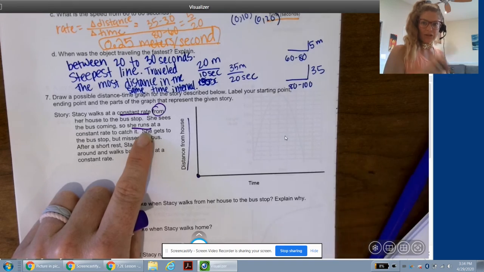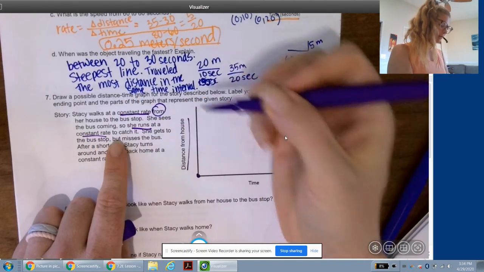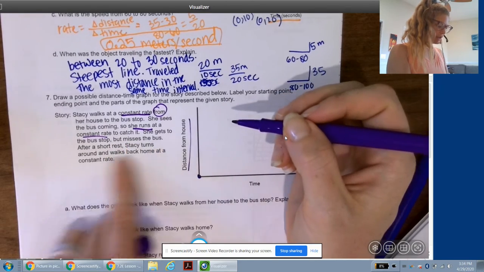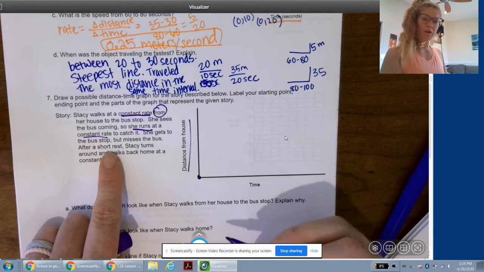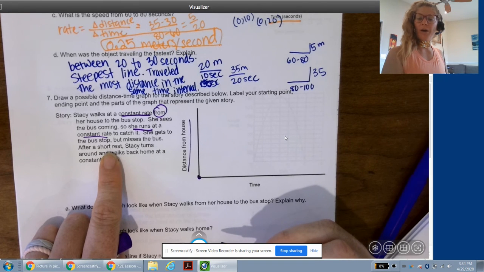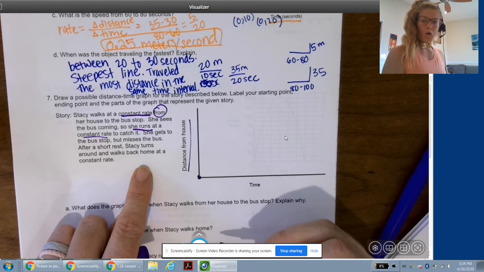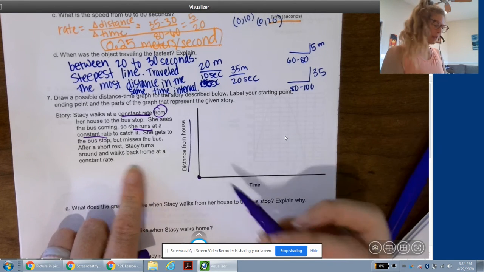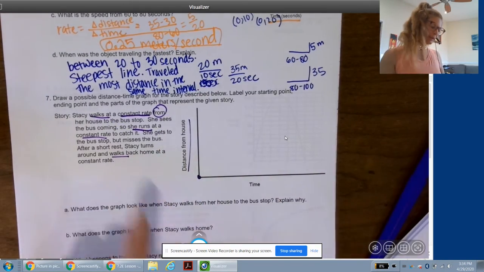So we're going to have to make that slope steeper, at a constant rate, so still linear, to catch it. She gets to the bus stop, but misses the bus. Ain't that the way things go sometimes? After a short rest, meaning she's not going farther away from her house or getting closer, Stacy turns around and walks back home at a constant rate. So maybe this walking and this walking might have a similar slope to it.